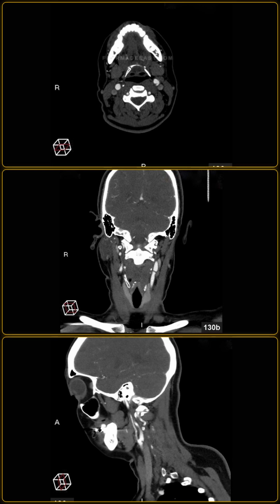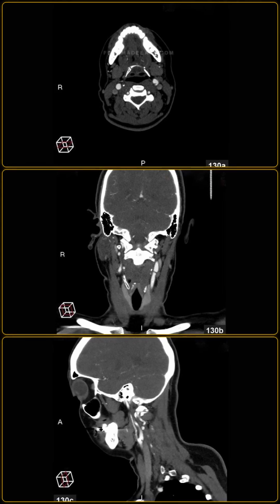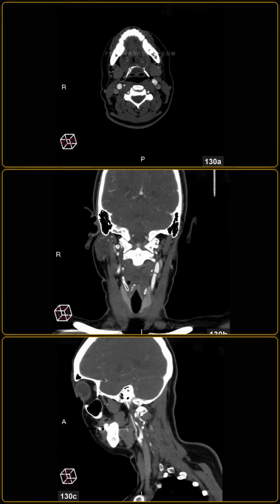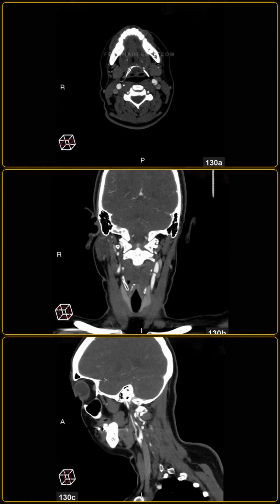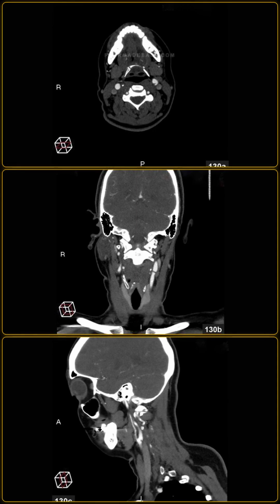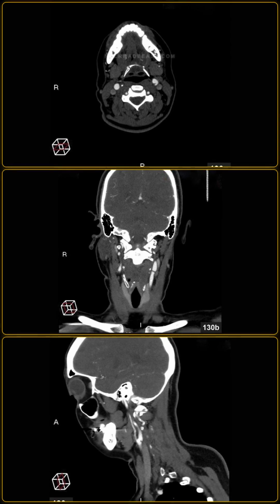On the coronal CTA reformat, this thin, linear filling defect projects into the vascular lumen but does not cause significant stenosis. The axial CTA view confirms the presence of a posterior intimal shelf with contrast filling the lumen both anterior and distal to the web. The other visualized cervical vessels are of normal caliber, patent, and show no signs of fibromuscular dysplasia or atherosclerosis.